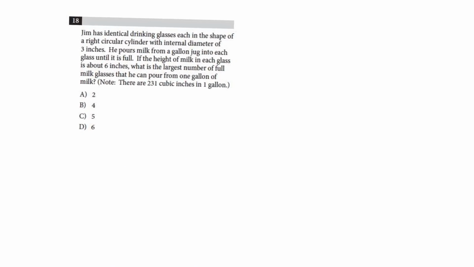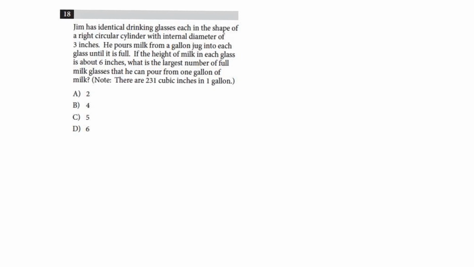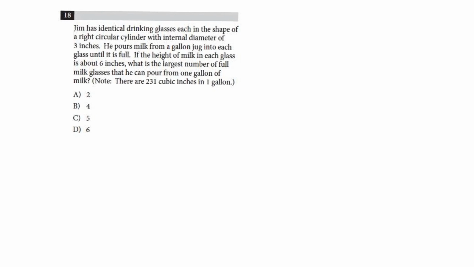Okay, 18. Jim has identical drinking glasses, each in the shape of a right circular cylinder with internal diameter of 3 inches. He pours milk from a gallon jug into each glass until it's full. If the height of milk in each glass is about 6 inches, what is the largest number of full milk glasses that he can pour from 1 gallon of milk? There are 231 cubic inches in a gallon.